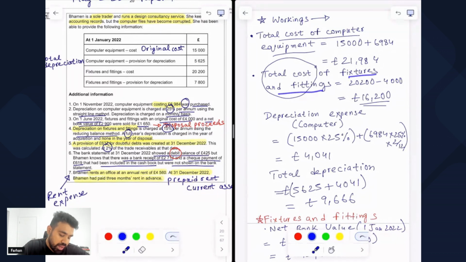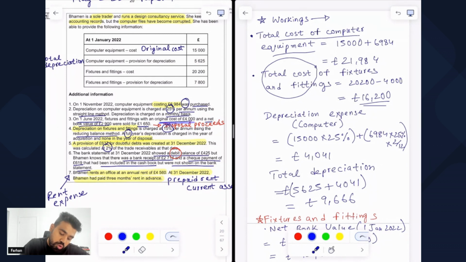Now let's do the cost calculation for fixtures and fittings. Based on the initial balance at 1 Jan 2022, the fixtures and fittings have an opening balance of £20,200. Let's check information number 3, which says that on 1 June 2022, fixtures and fittings with an original cost of £4,000 and a net book value of £2,900 were sold for £1,650. Now, £1,650 here simply refers to the disposal proceeds, or the amount that we have received by selling this asset, and the fixtures and fittings that we have sold had an original cost of £4,000.